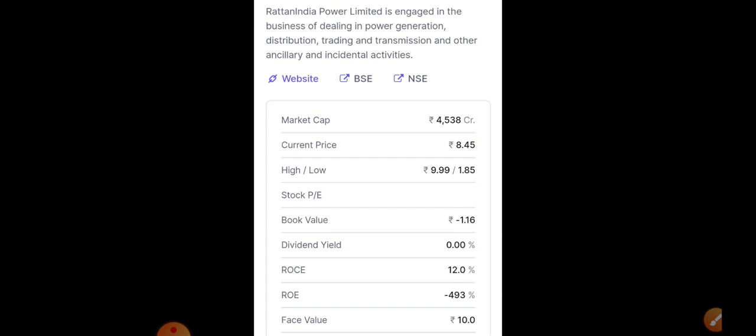Stock P/E is not there, book value is in the negative region, and ROCE, the return on capital employed, is 12%. Return on equity is completely negative. If you see the financials also, they are not that consistent, so they are still trying to improve. We'll discuss that as well.